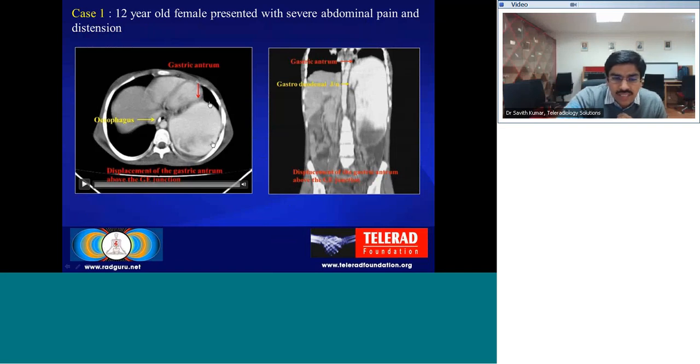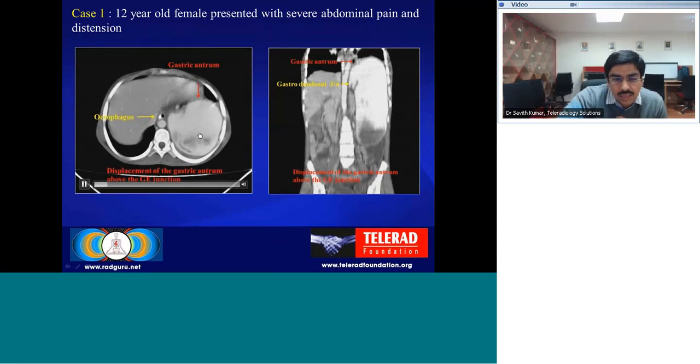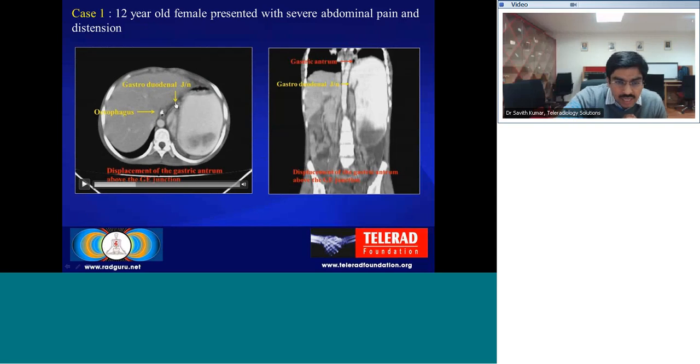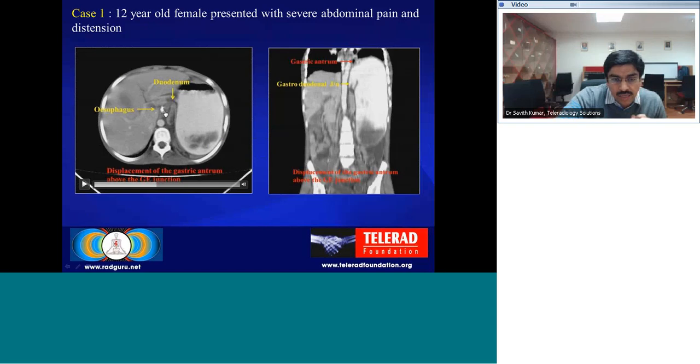So we have a dilated portion of the stomach which is displacing or pushing the left dome of the diaphragm. So this is the esophagus, and this is the antrum of the stomach. As we trace down, this is the gastroduodenal junction, and this is the esophagus. We have not still reached the gastroesophageal junction. As we go down, we get the duodenum, and we have not still reached the gastroesophageal junction.